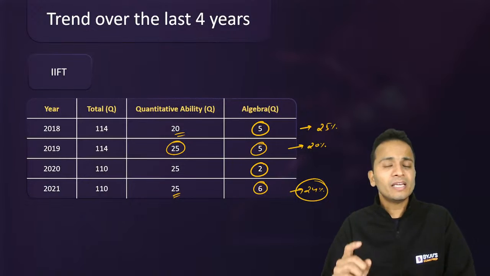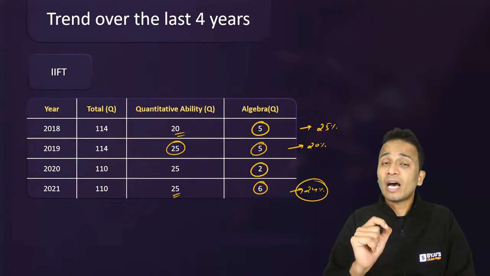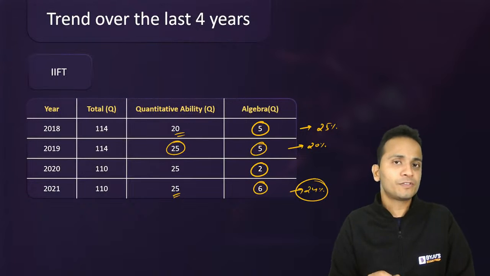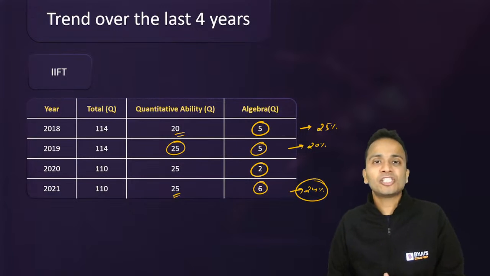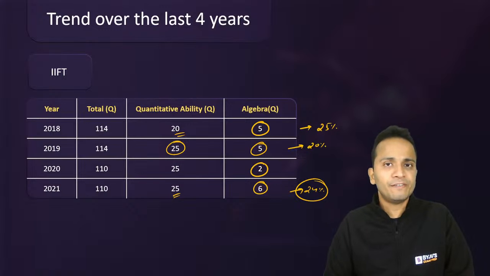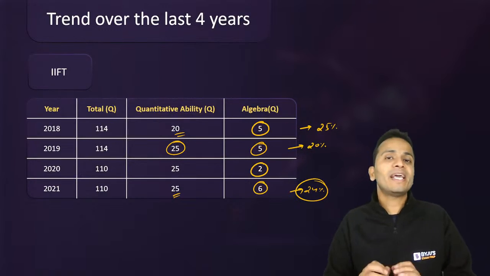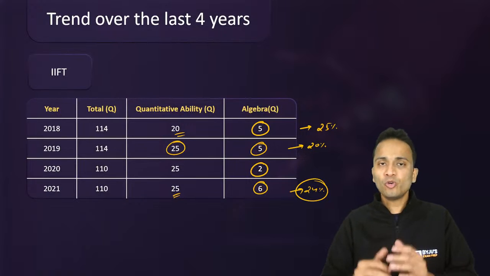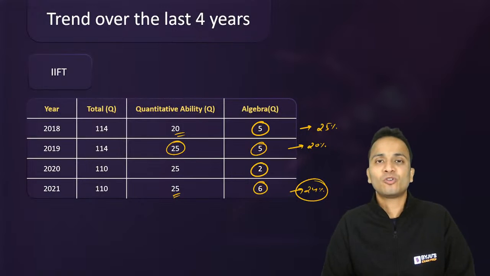But one thing that should be noticed in the IFT examination is there are sectional cutoffs in IFT. So until and unless you clear the sectional cutoffs for all the 4 sections of IFT as well as the total cutoff, you will not get any call from IFT. So you have to clear the sectional cutoff as well as the total cutoff.